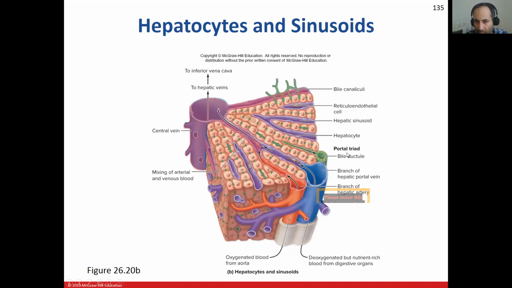So again, here's the portal triad, the three things: bile ductule, branch of the hepatic portal vein, and branch of the hepatic artery. All together, the portal triad is what you're seeing here, okay? And these are those Pac-Man cells, the reticular endothelial cells, also called the Kupffer cells, that clean up all the debris from the liver. And then the small bile canaliculi, you can see all of those structures here.